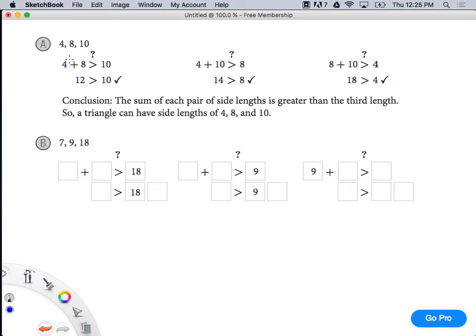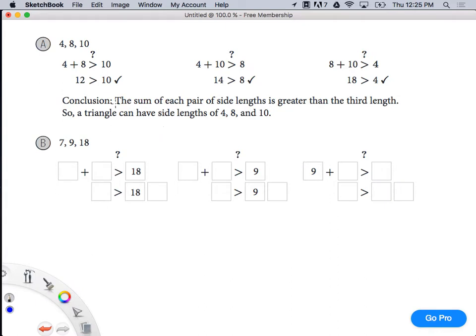Now, let's take a look. 4 plus 8 is greater than 10. Okay, so let me slow down. I'm given three side lengths of a triangle, 4, 8, and 10. The question is, can this make a triangle? It is your job to figure that out. Well, how do I check this?